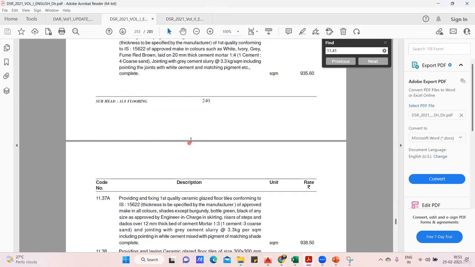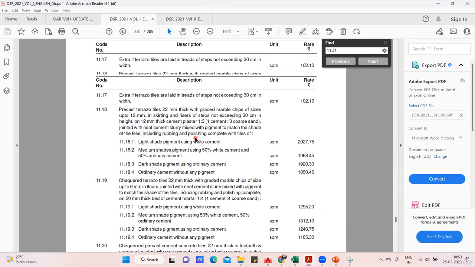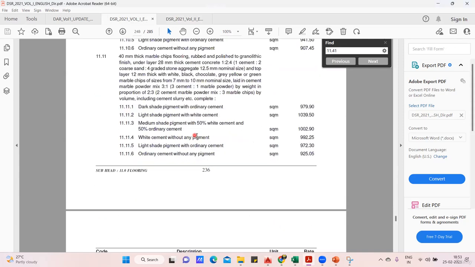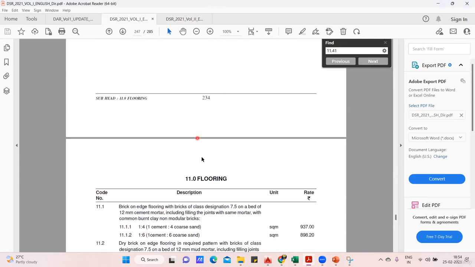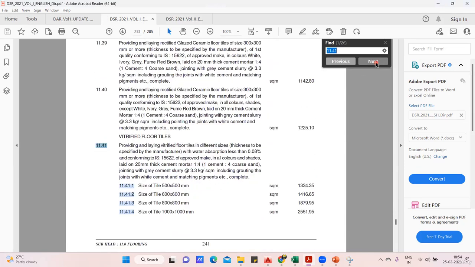Okay. So if you check here, I'll show you everything. Yeah, so it's written flooring works. Okay, so much they have given. We are just concerned with this one, 11.41. That is for vitrified floor tiles.